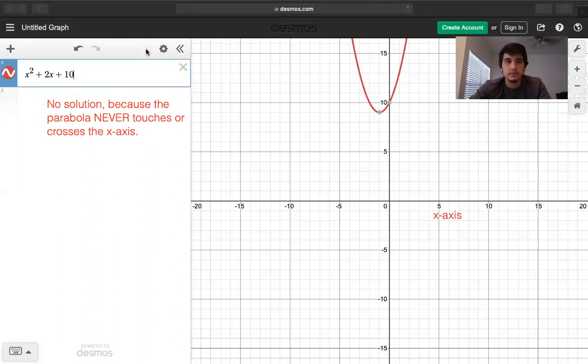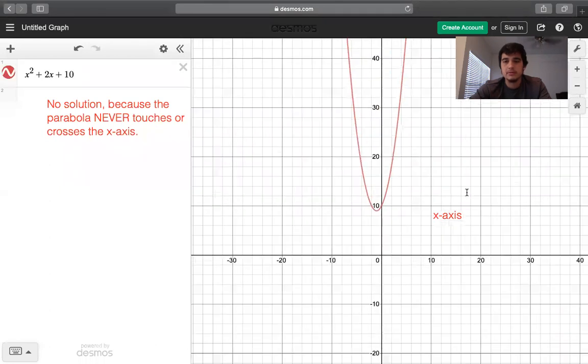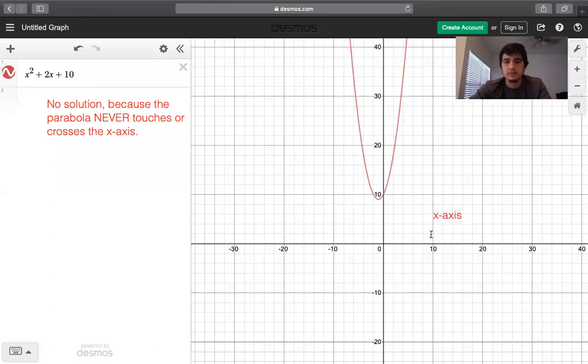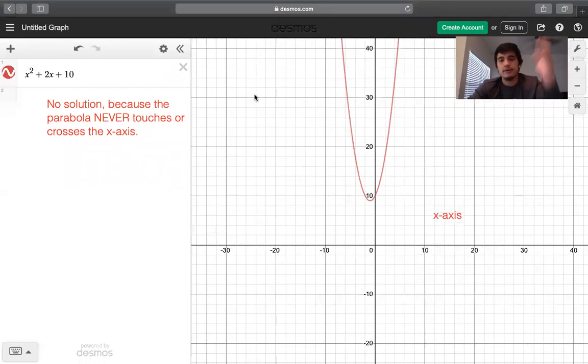Nope, can't do that. Let me get rid of that. There we go. There, you can even zoom out. Oh, the x-axis. Oh well. Okay. Anyway, so my graph never touches the x-axis. The x-axis is way down here. It's that bold horizontal line. So if it never touches it, no solution. That's it. It is that easy.